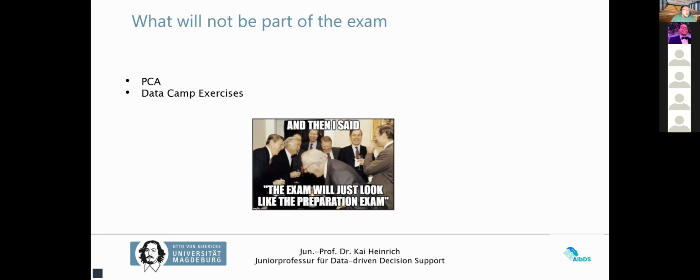Okay, what will not be part of the exam? Basically everything but PCA, of course, like we skipped this in the slides. Principal component analysis was in data preparation, the last part. We didn't speak about this. I quickly described it, but this is optional. So this will not be part of the exam. There will be no task related to this, I promise. Everything else you could do.